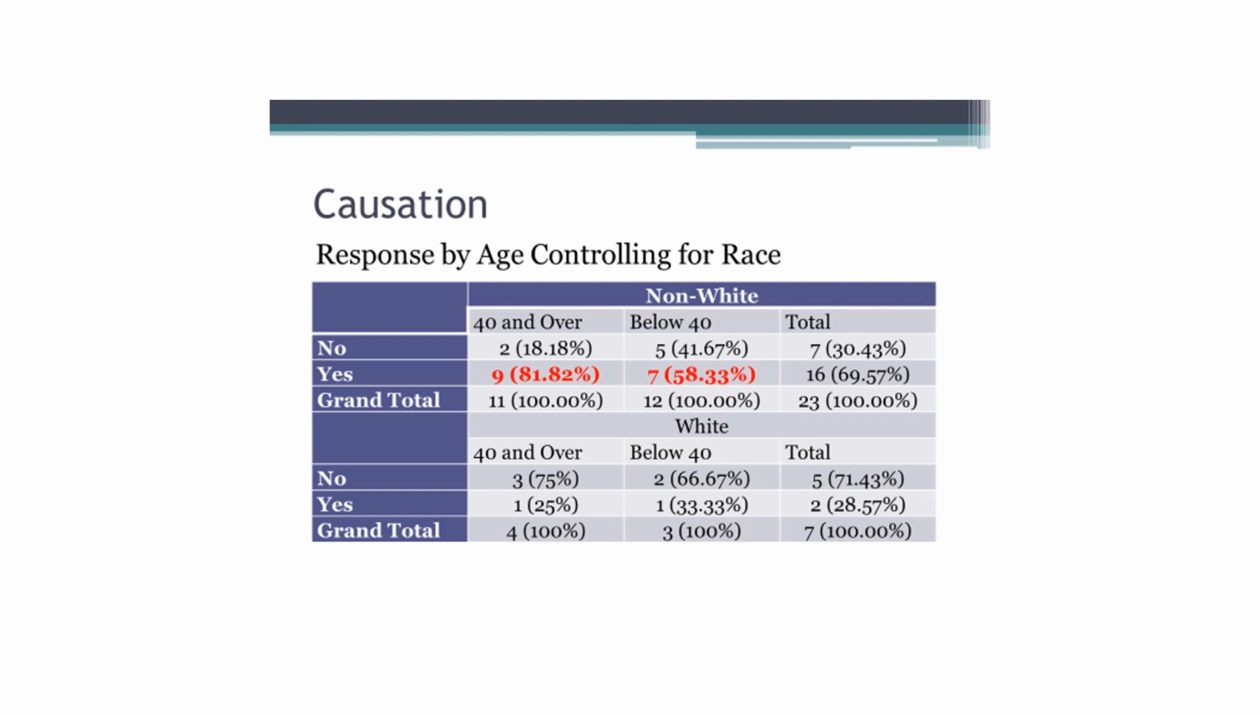So sometimes when you have a sample, when you have data, if you have enough cases, you keep dividing your respondents into different groups. Sometimes you see different patterns. So this is what we mean by controlling for.